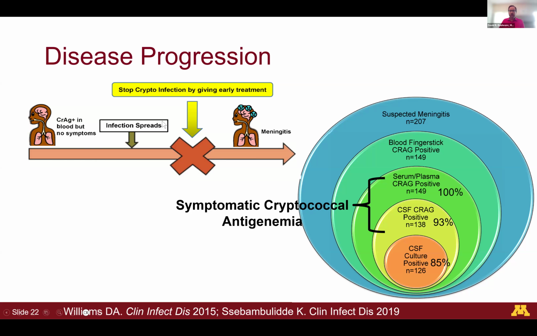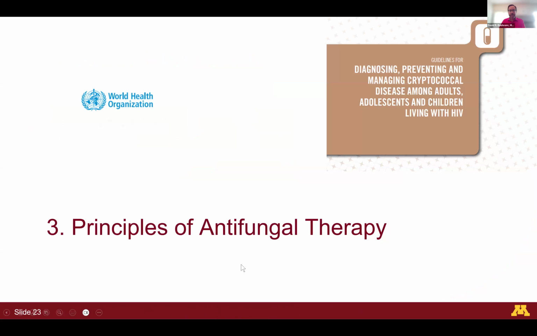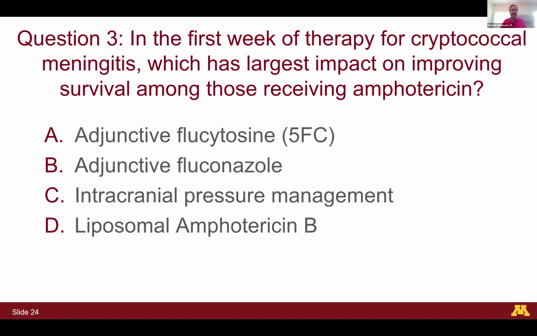And so you just don't want to miss the symptomatic cryptococcal antigenemia group, because they're easy to treat. So what are the principles? How do you actually treat people? What are the principles of antifungal therapy for this? And this has changed a little bit over the last decade and a half.